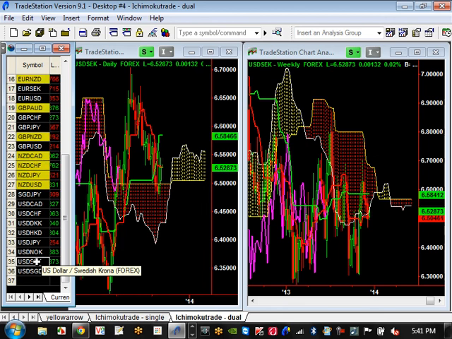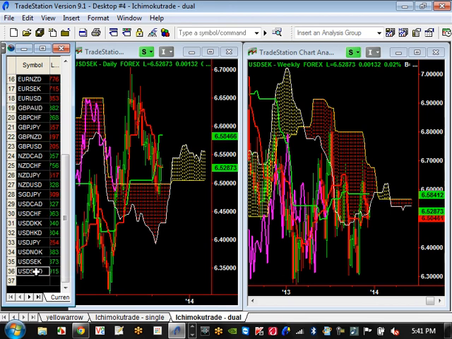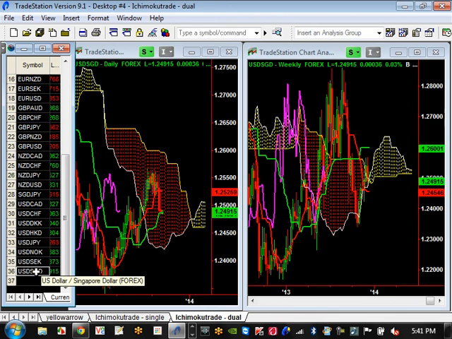USD SEK, really doing nothing except consolidating between 30.00 and about 70.00. USD Singapore, really not doing anything at all. Support is basically 24.54. Resistance is 26.00.